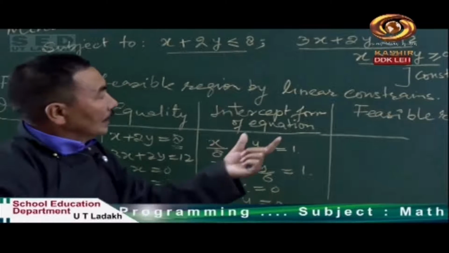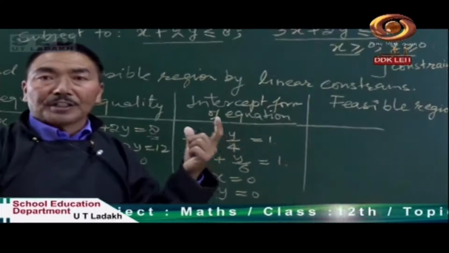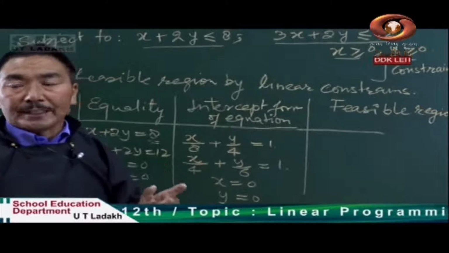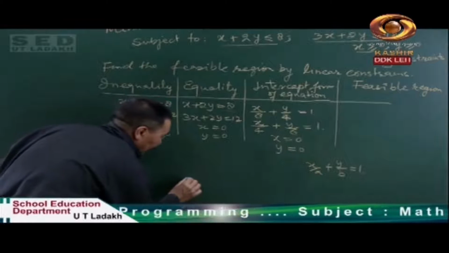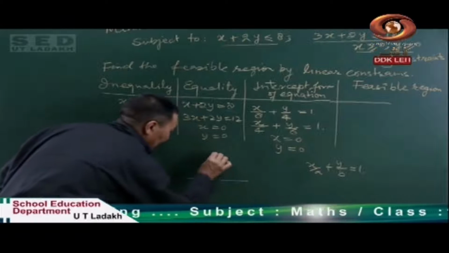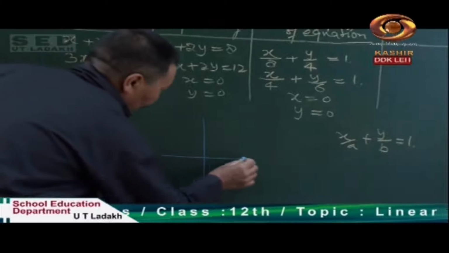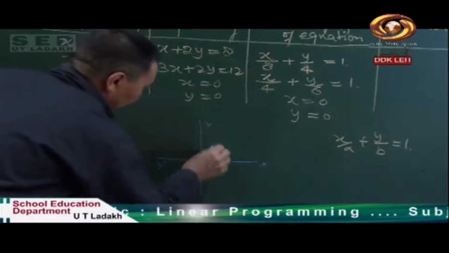Now we have to find the feasible region. For that we have to plot the graph first, and then we will check which side the feasible region belongs to. Students, we will draw here the graph of the inequalities. Say this is the x-axis, this is the y-axis.